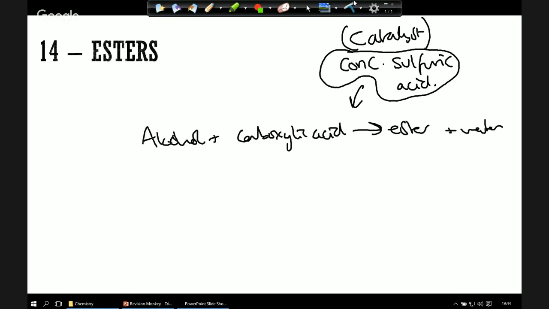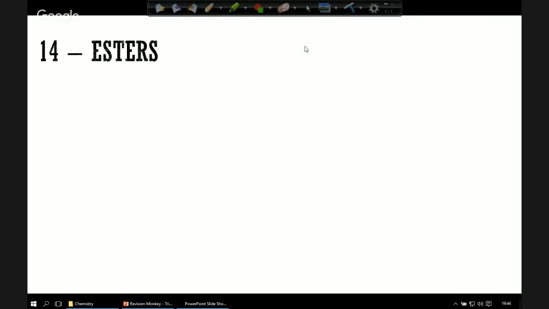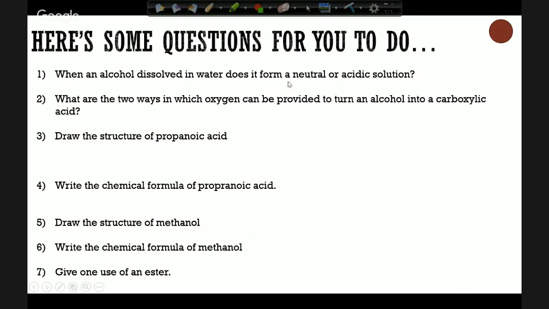So here are a few questions for you on alcohols, carboxylic acids and esters. I'll give you a couple of minutes for you to have a go at these, and then I'll come back and see if you got them correct.